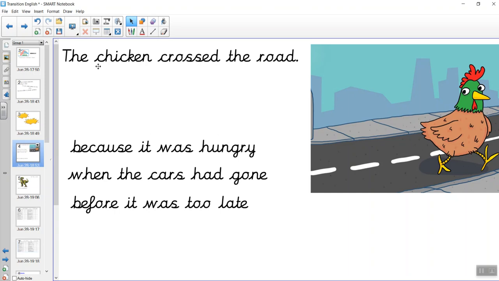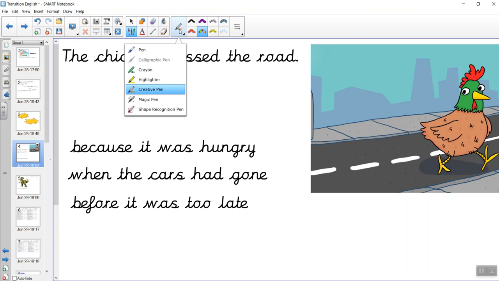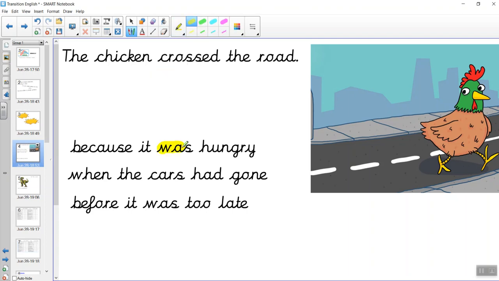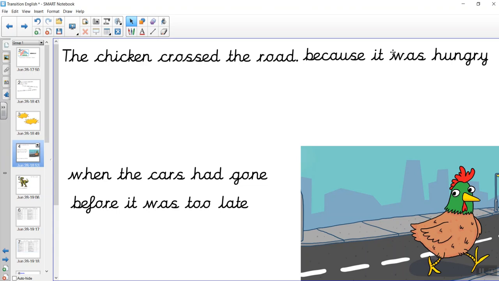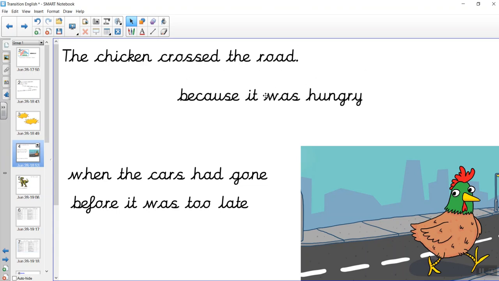The chicken crossed the road because it was hungry. Or I could say, the chicken crossed the road when the cars had gone. Or I could say, the chicken crossed the road before it was too late. And if we look here, we've got our verbs. Was, had gone, past perfect, and was. Because it was hungry, when the cars had gone, before it was too late. And we can add them to the end of the sentence.